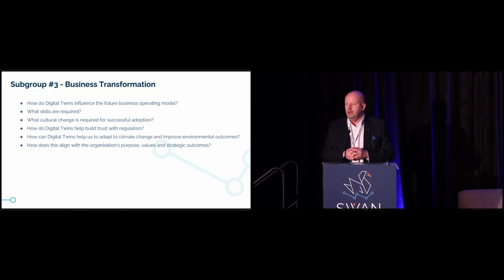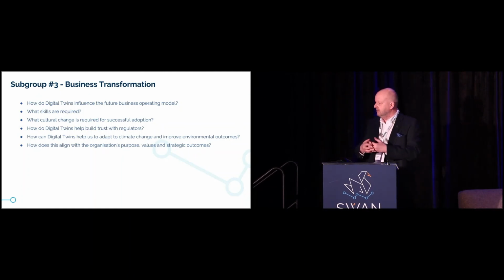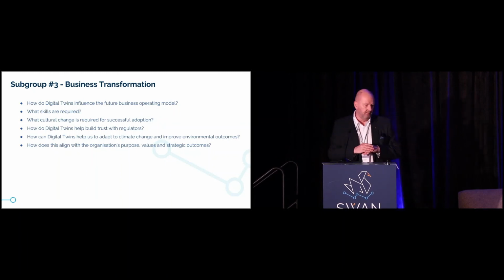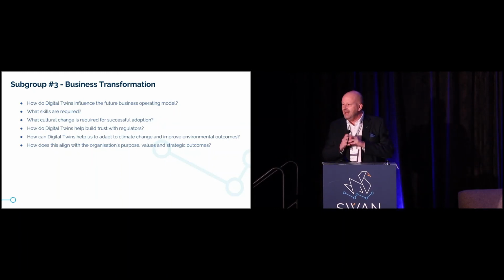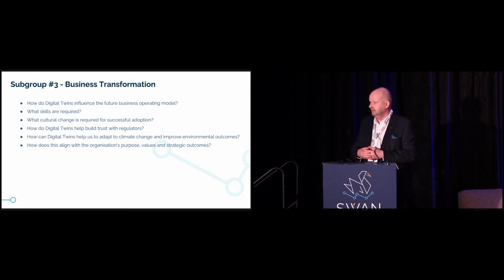And also, how do we improve environmental outcomes? We're seeing a lot of negative press in the UK about the pollution of rivers from water utilities. It all used to be about leakage reduction and how rubbish we were at managing leakage, but now we're really in that environmental space as well. And also, the key question for your organisation: how does this align with your organisation's purpose, its values, and its strategic outcomes? So some really big topic areas here.